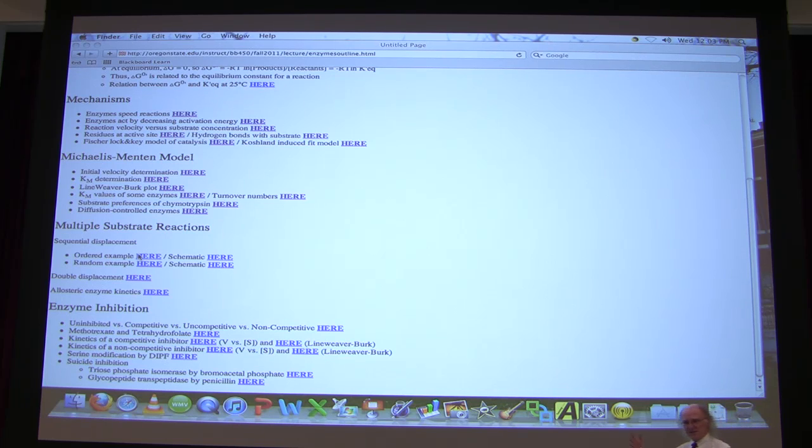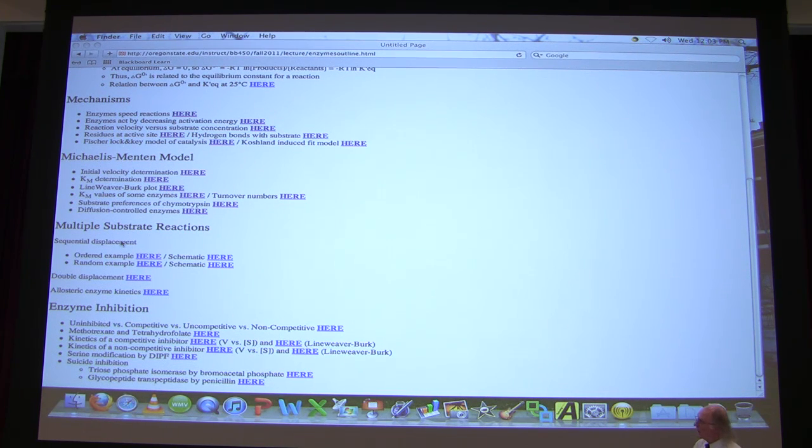Many, and in fact probably most, enzymes have at least two substrates that they bind to. A plus B goes to C plus D. We'll see some examples of those today. So when we have multiple substrates, one of the questions that arises is, is there an order, or is there a specific way in which these substrates bind? I'm going to give you some examples of some interesting strategies that exist for enzymes.